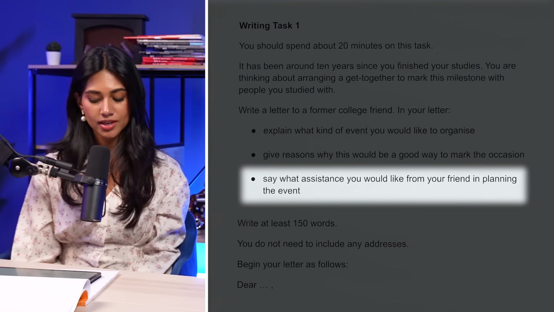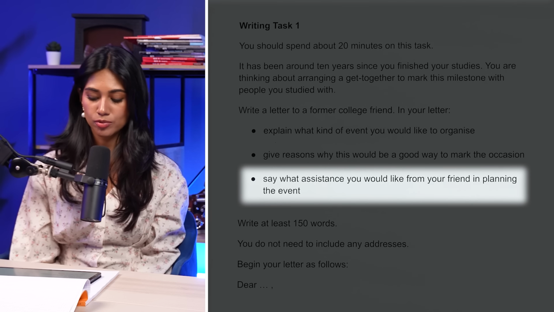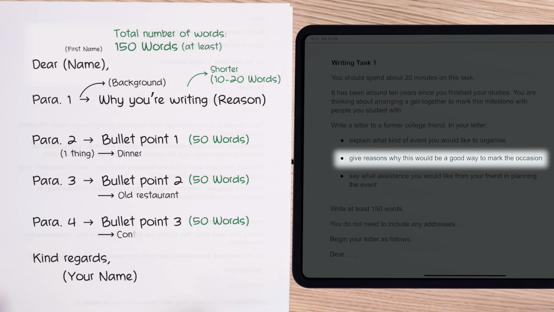Number 3, say what assistance you would like from your friend in planning the event. Probably contacting everybody, making like a group chat with all the numbers that I don't have, suggesting a date and a time, kind of coordinating with everybody, seeing what day works.